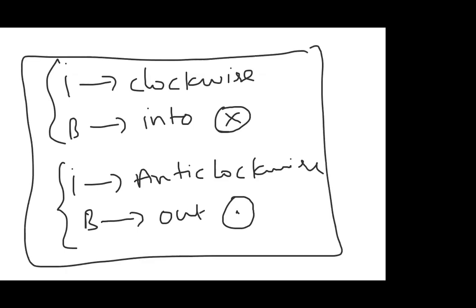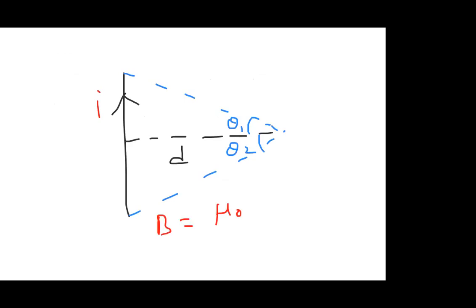And one more thing you must not forget is, whenever you are taking a straight conductor of finite length at a distance d, and the angle subtended to the top is theta 1 and the angle subtended to the bottom is theta 2, then the formula is B is equal to mu naught I by 4 pi d into (sin theta 1 plus sin theta 2). We applied these things and we solved this problem. I hope now you are clear on how to handle the magnetic field at the center of a triangular current carrying loop.